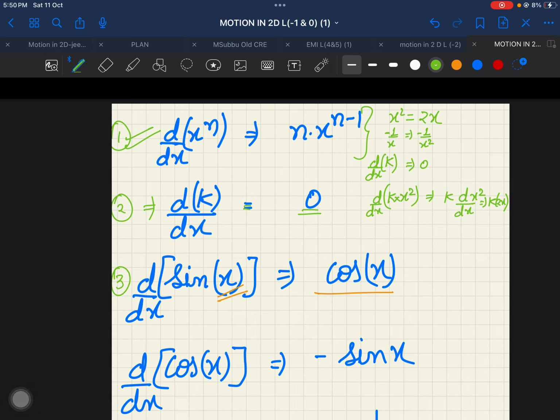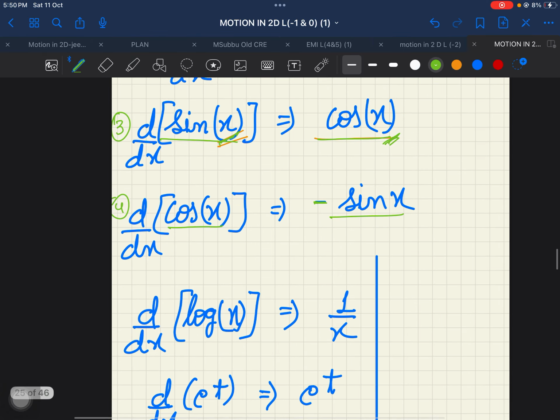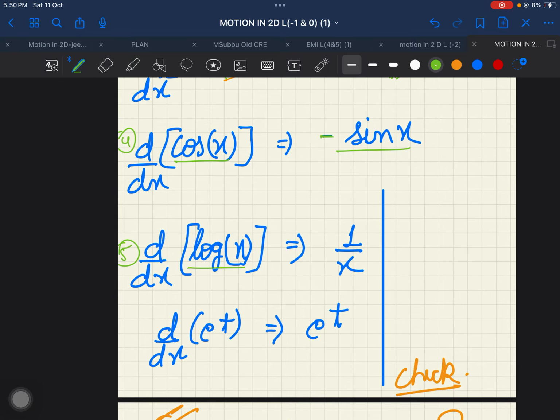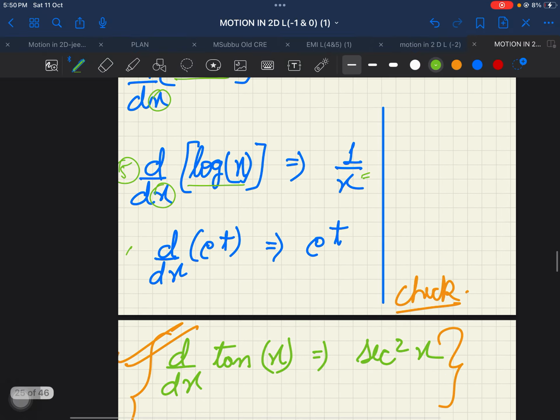The third formula is the differentiation of sin x is always cos x. Just remember this. I will tell you some more things based on that. The differentiation of sin x is simply cos x. The differentiation of cos x is nothing but minus sin x. Clear? The differentiation of log x with respect to x is 1 by x. So we are differentiating with respect to x. The differentiation of e to the power x, not t, it should be e to the power x, let me correct it, will be e to the power x only.